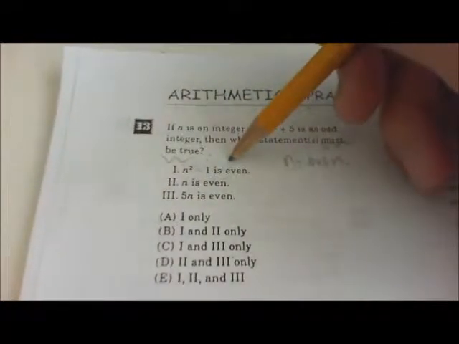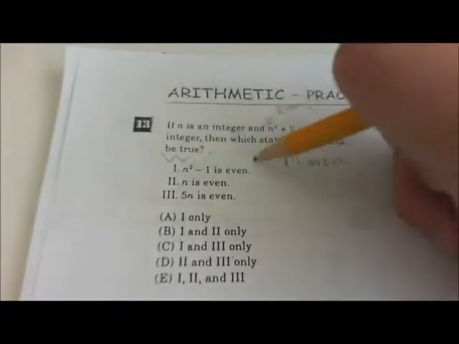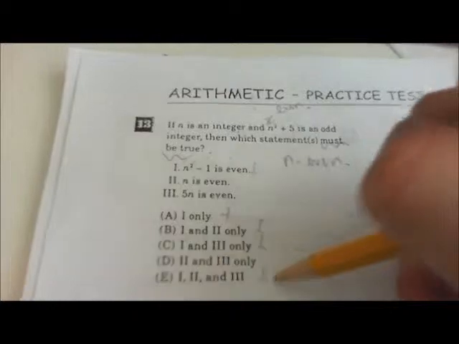So must be true. N squared minus 1 is even? N is even, so n squared is also even. Even minus odd is odd. So that one is out, so it cancels out all the ones like it. So obviously the answer is only D. Okay? So number 14.